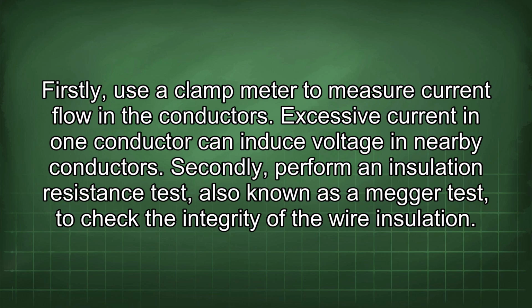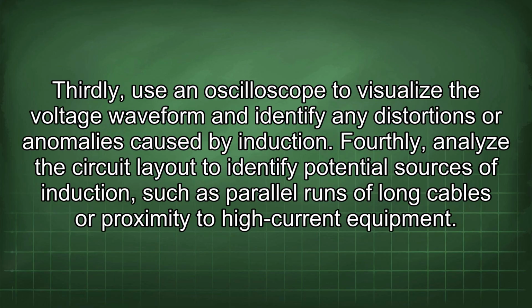Firstly, use a clamp meter to measure current flow in the conductors. Excessive current in one conductor can induce voltage in nearby conductors. Secondly, perform an insulation resistance test, also known as a megger test, to check the integrity of the wire insulation. Thirdly, use an oscilloscope to visualize the voltage waveform and identify any distortions or anomalies caused by induction.